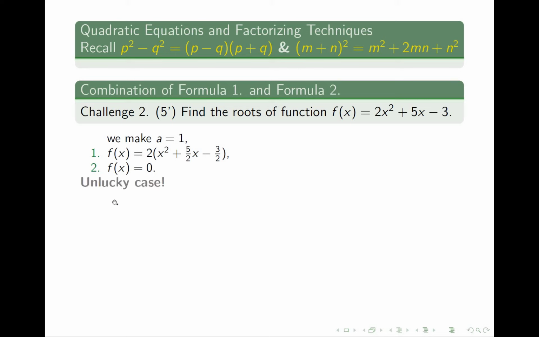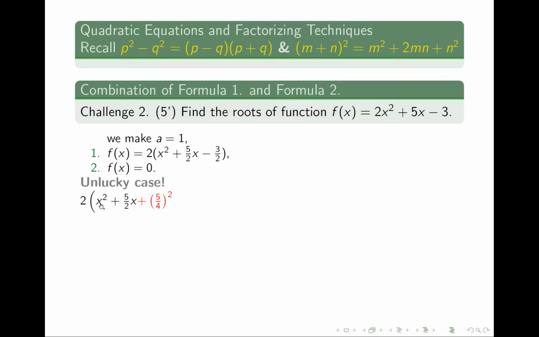0, and this is the unlucky case. So we would like to find the roots of this function. We write what we have here, and then we put it equal to 0.